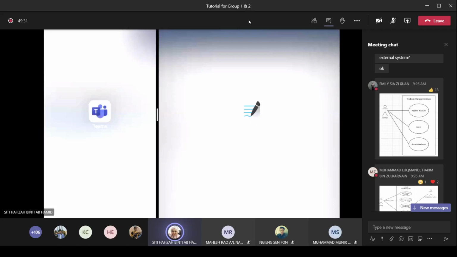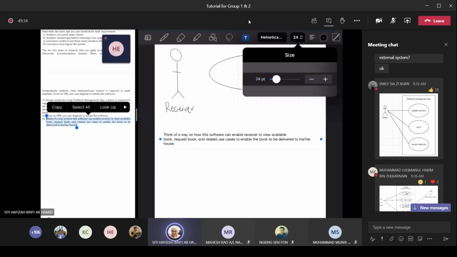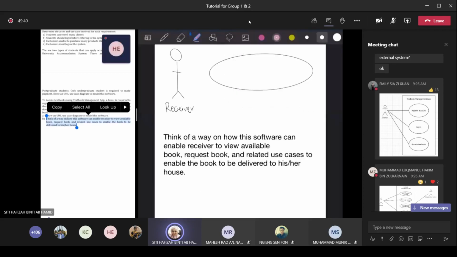Okay, so this one, how can the software enable the receiver to view available books, request books, and related use cases to enable the book to be delivered to his or her house. But just now you see, view, receiver, use case, view. What else? And then how about this one? To be delivered to his, her house.